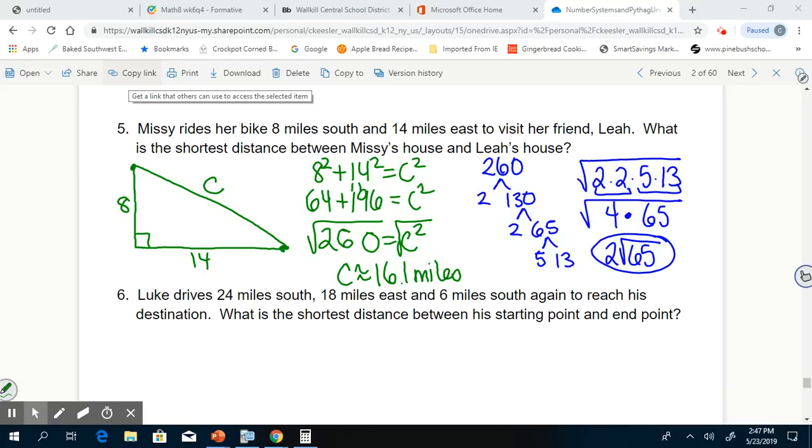You're going to do 6 on your own. Don't make this too challenging. Just add the distances that are the same together. All right, good luck. I'll be around to help you out.